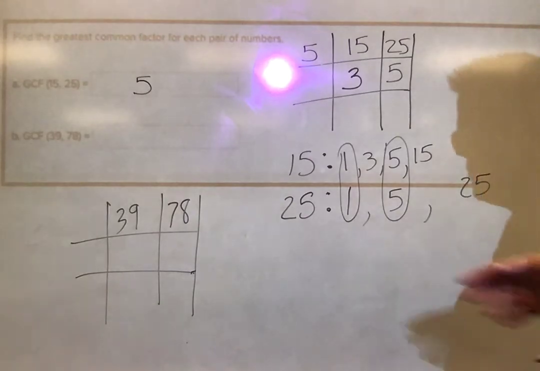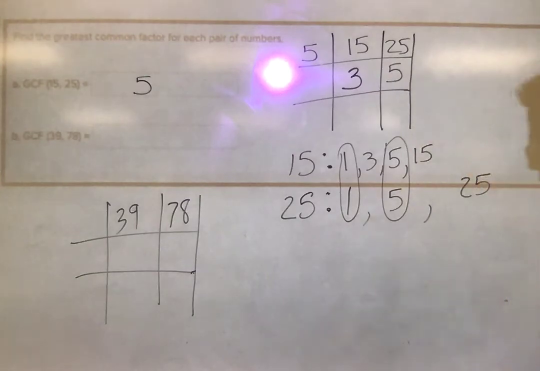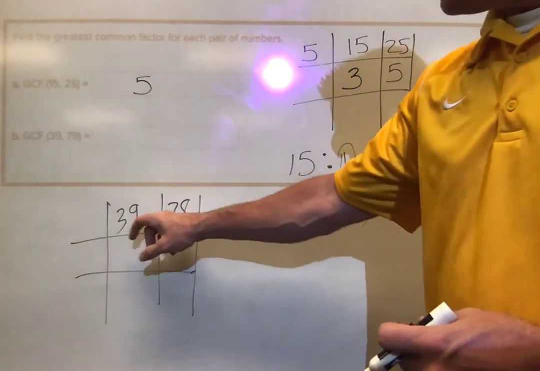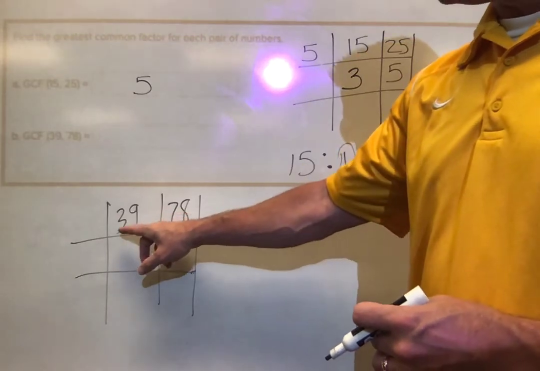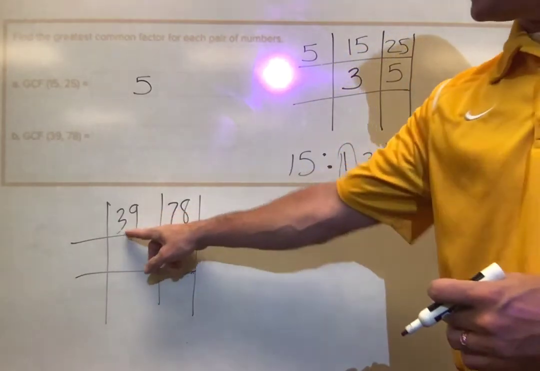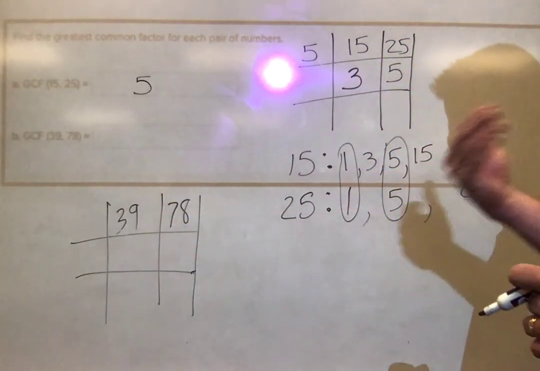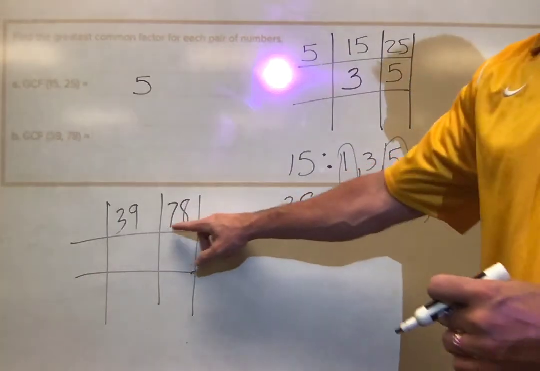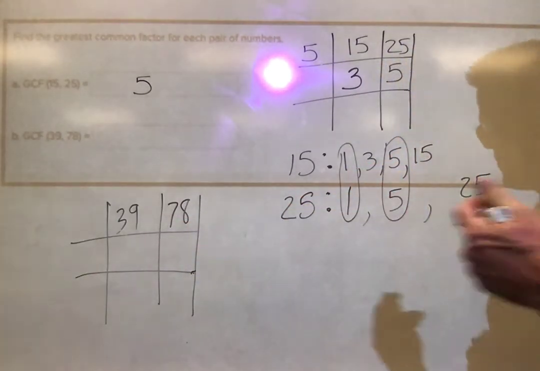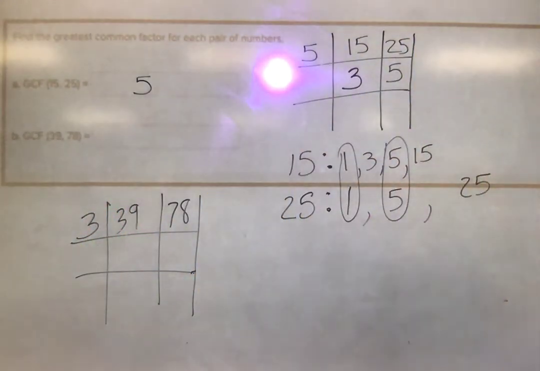So if I go through, I look, they're not even, so 2 doesn't work. The rule for 3 is one that we want to get used to using here. We can know if these are divisible by 3 if I add up the digits, and that can divide by 3. So 3 plus 9 is 12. I know 12 can divide by 3, so can 39. 7 plus 8 is 15. I know 15 can divide by 3, so can 78. So I'm going to pull out the common factor, a 3.